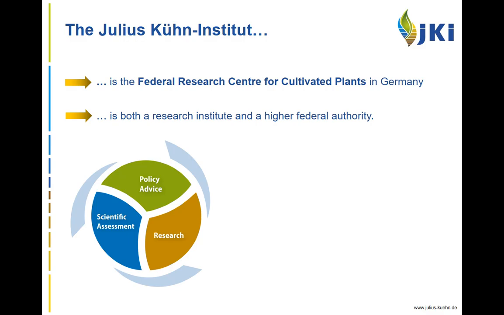So before starting, I want to also provide you with a small brief introduction into the JKI, the Julius Kühne Institute I'm working for. So the JKI is the Federal Research Center for Cultivated Plants in Germany, and it's both a research institute and also a higher federal authority. And the major tasks of JKI are threefold. So we are performing our own research activities in order to support our scientific assessment and also to support the provision of policy advice we have to provide for the German Ministry of Food and Agriculture.